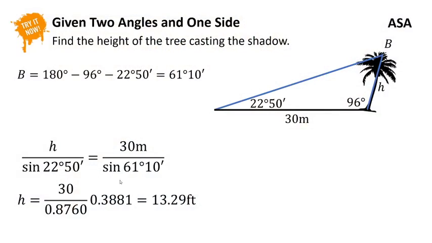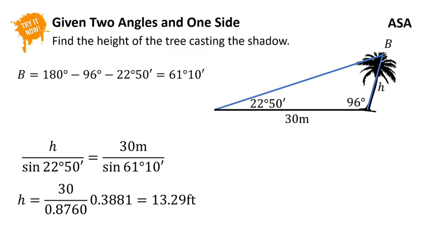Welcome back. Well, the letters were a little different from A, B, C in some places here, and in addition to that, you had to find the sine values of some degrees that involve degrees and minutes here. But other than that, this was a very similar problem to the previous problem, in which we took the height here and divided it by the sine of the opposite angle here, sine of 22 degrees 50 minutes, and set that equal to the length of this side, and divided it by the sine of this angle, which we found by subtracting 22 degrees 50 minutes and 96 degrees, both from 180.